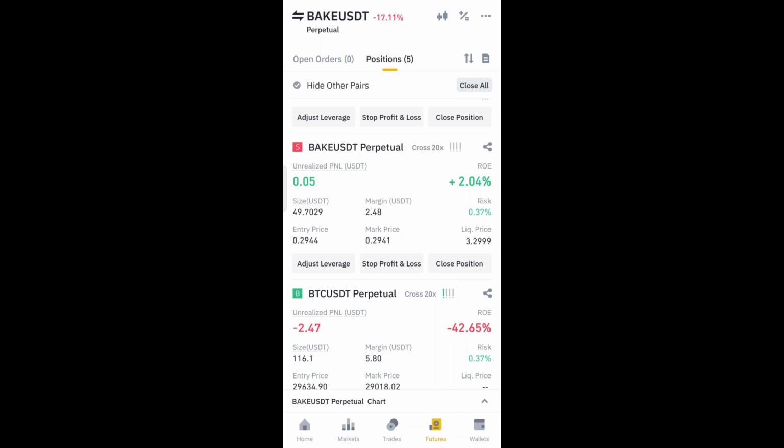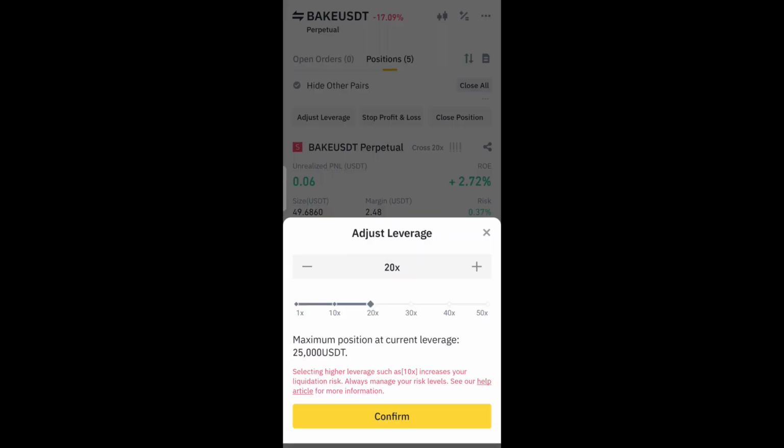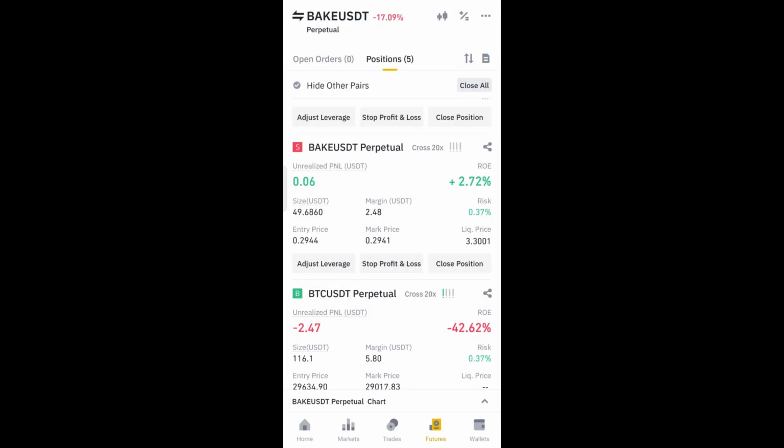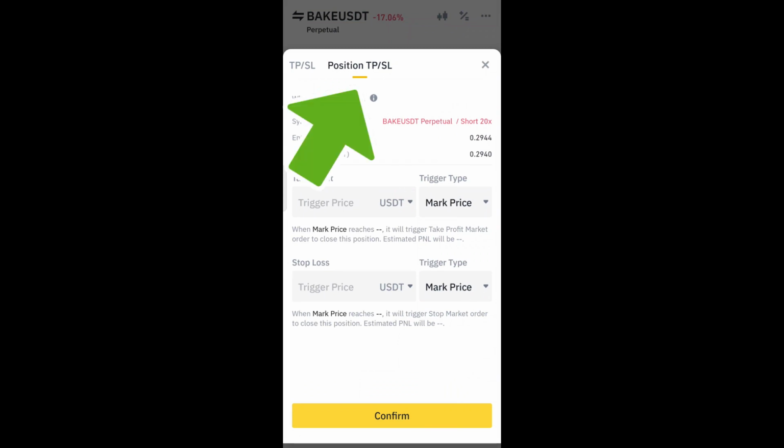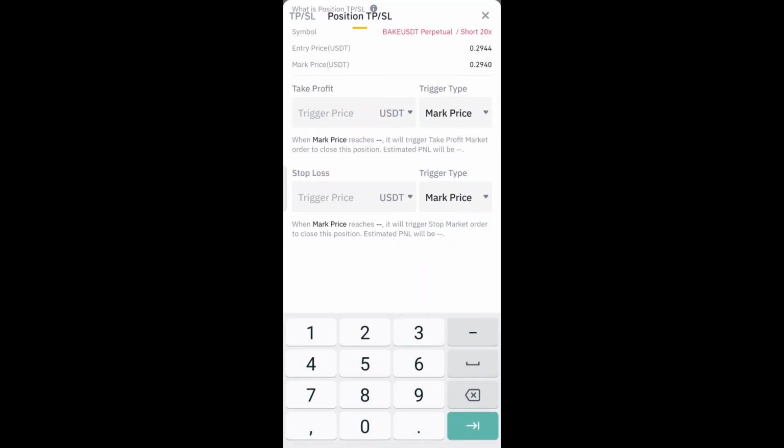And then you can see the risk right there, and then the liquid price. Now the liquid price is very important, guys. If that mark price hits that liquid price, you're going to lose your money, everything. Okay, and you can also adjust your leverage here. You can readjust it. You can set a stop loss. Okay, let's say you go to position TP/SL. You can set your take profit here.